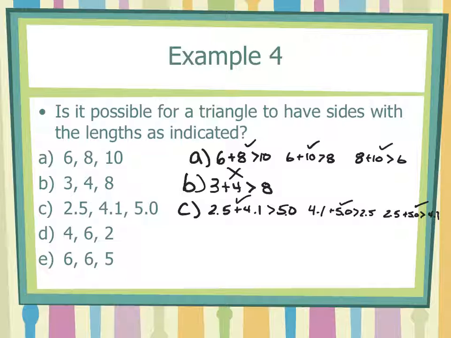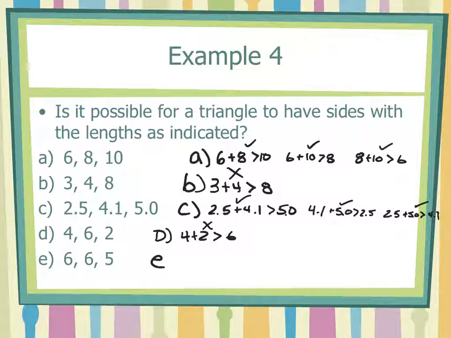Okay, let's talk about D. What combinations do I need to do? No, because 4 plus 2 equals 6. It's not greater. 4 plus 2 is not greater than 6. It is equal to 6. That is not okay. That will not make a triangle.